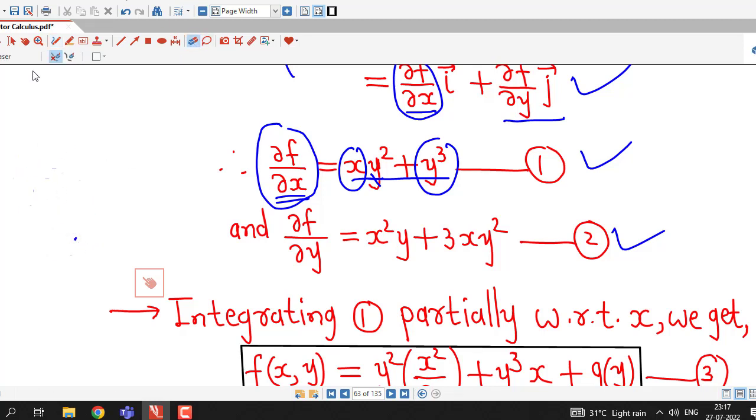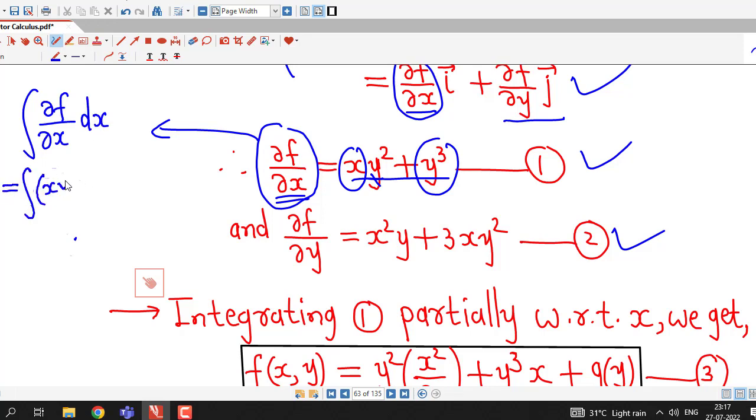We have this type of situation. We are integrating this equation on both sides partially with respect to x. That means we consider y as constant. So here we have xy² + y³, and the integral is with respect to x. Because y is considered as constant, we will write the constant of integration as a function of y.